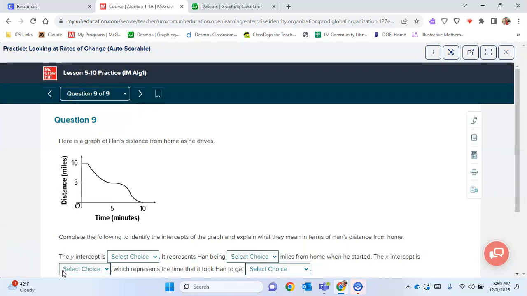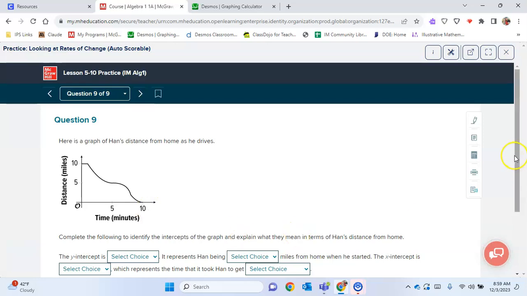Question 9. Here's a graph of Han's distance from home as he drives. Complete the following to identify the intercepts of the graph and explain what they mean in terms of Han's distance from home. All right, the y-intercept is 10. That's the distance in miles from home. And the x-intercept is 10. That's the time in minutes.